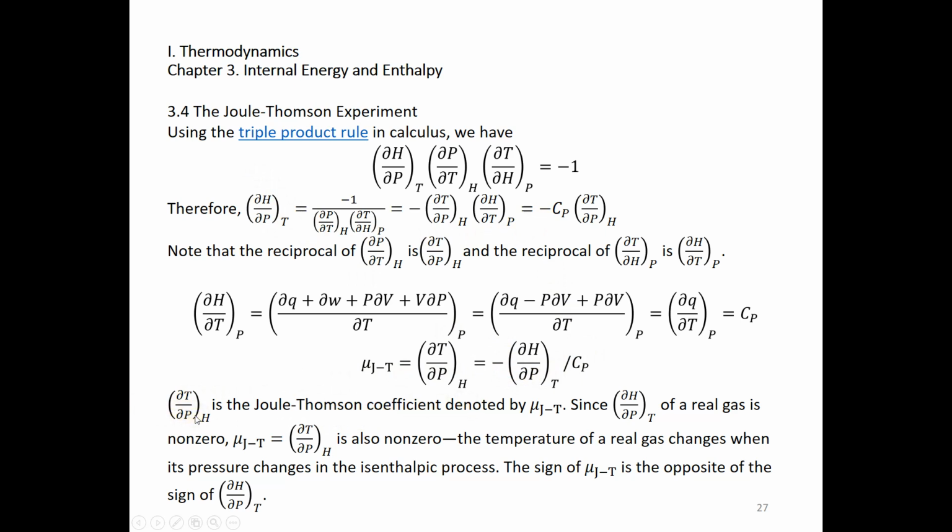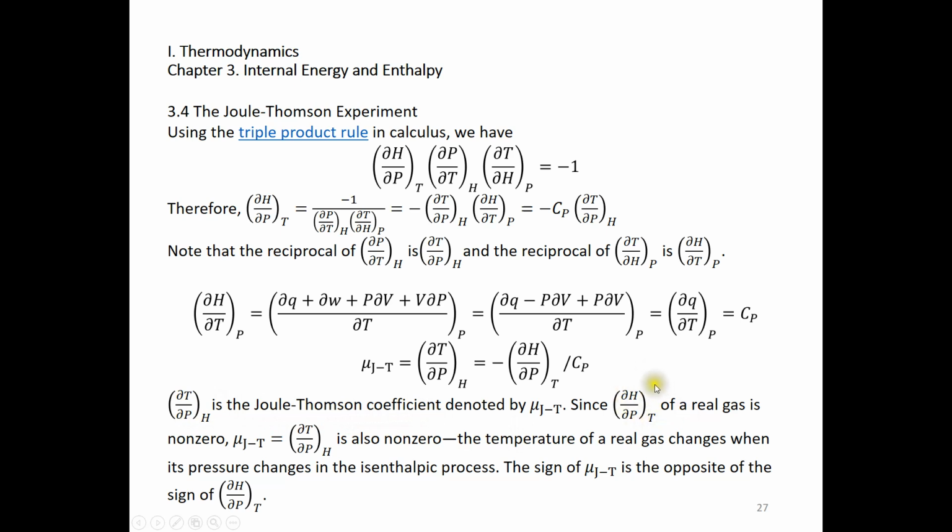Why is this important? Well, if we reproduce this Joule-Thomson experiment with this isenthalpic condition, we can change the temperature of a real gas by changing its pressure. And if this is a positive number, we can drop the pressure of the gas significantly to drop its temperature so much that this gas can be liquefied. The temperature of the gas can be decreased to below its boiling point. And this way we can liquefy a real gas. So that's why it's important.